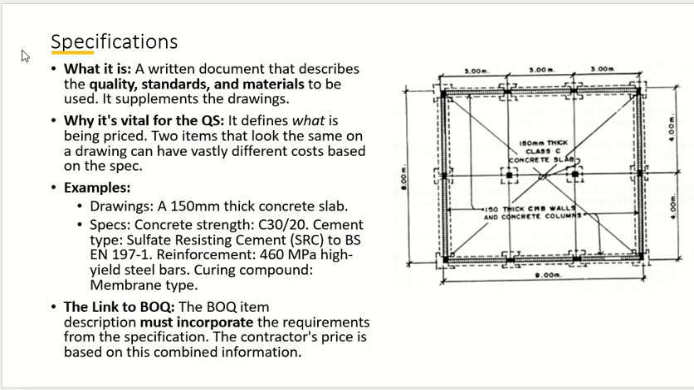So what type of curing method is used? Membrane type. Every time we do not spray water for curing. Sometimes we provide some substance, sometimes we just cover it, and so on. So different methods. Now you can see these are the specifications for this concrete slab. So the BOQ item of this slab, when you write this item in the BOQ, should give you the quantity and should also cover the specification.